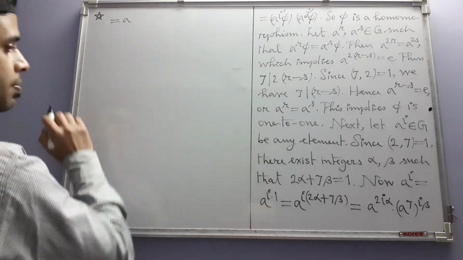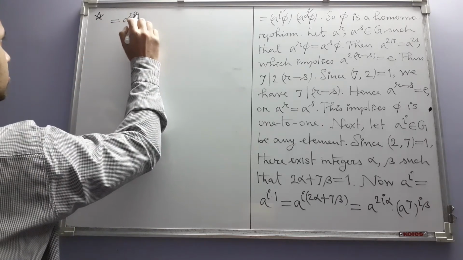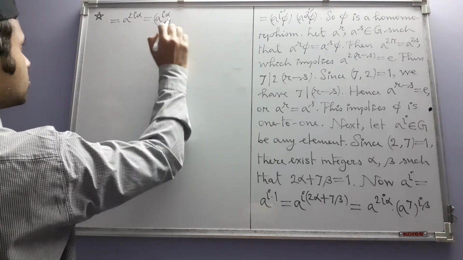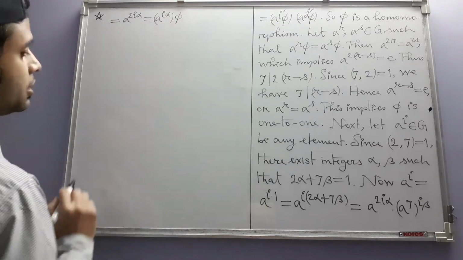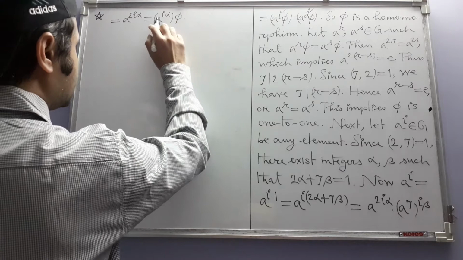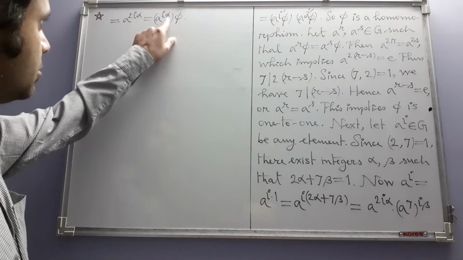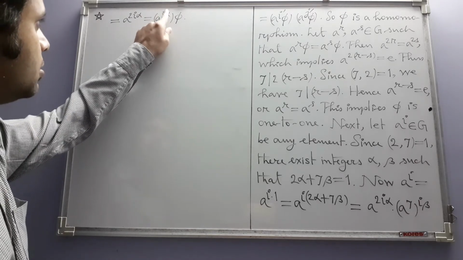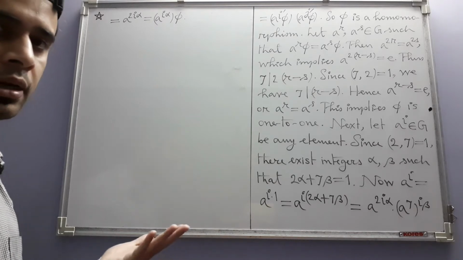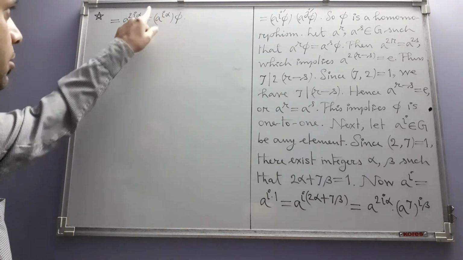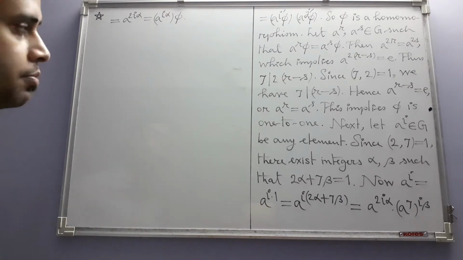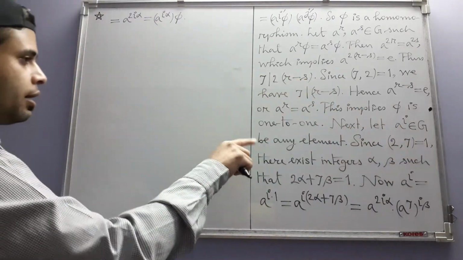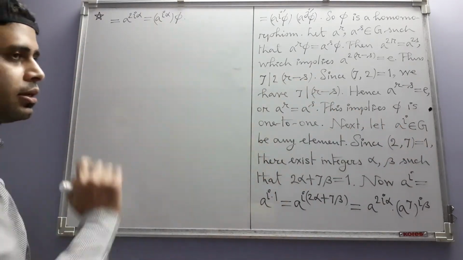And we are left with this, which is the phi image of this element. And clearly the element inside this function is still an integral power of A, because I and alpha are integers. So this element also belongs to the group G, the cyclic group. So any element in the group has been shown to be an output for some input under the function phi.